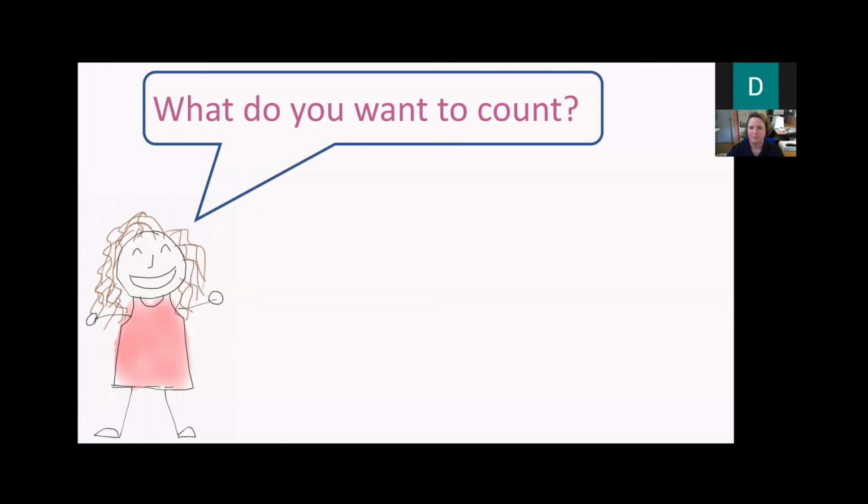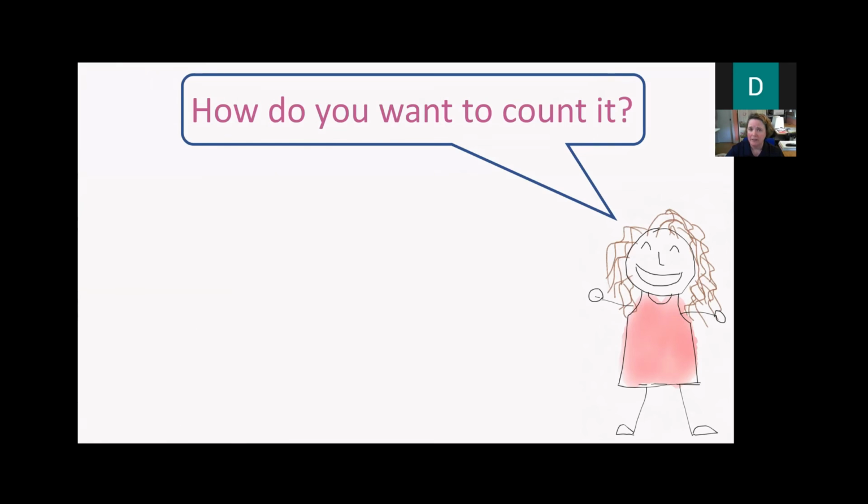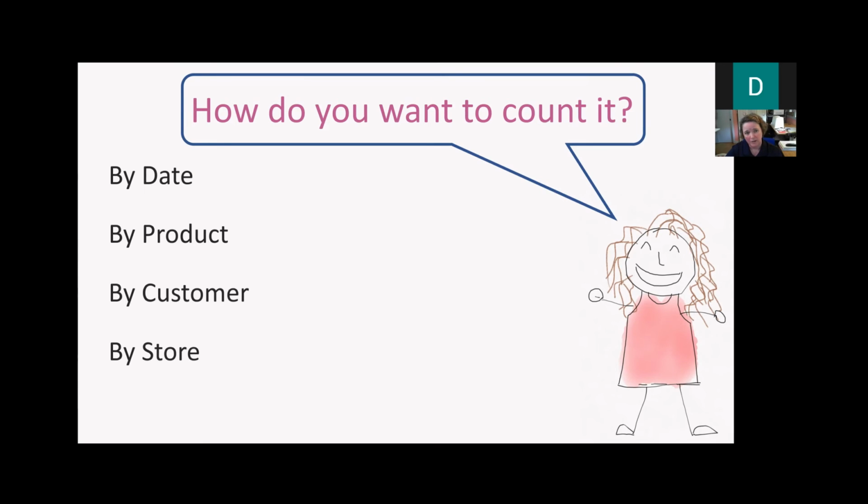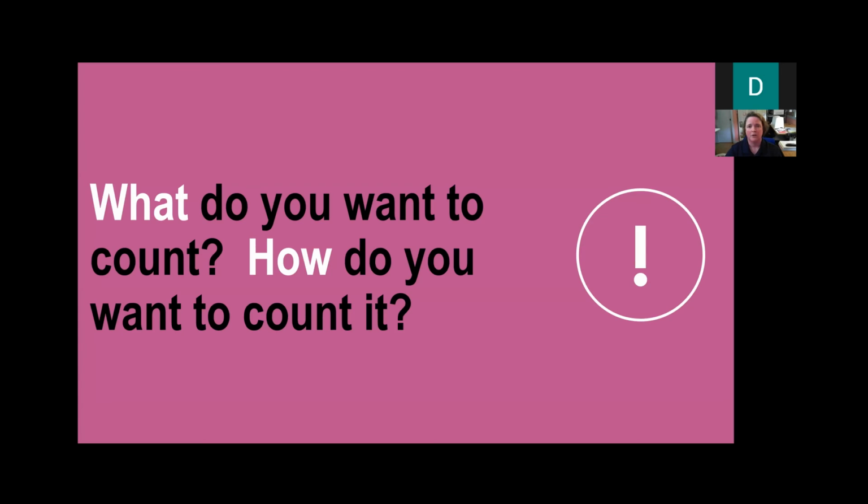So simply put, what do you want to count? Sales, widgets, occurrences. These are your facts. And how do you want to count it? By date, by product, by customer, by store. These are your dimensions. So what do you want to count? How do you want to count it? That's how you come up with your dimensional model.